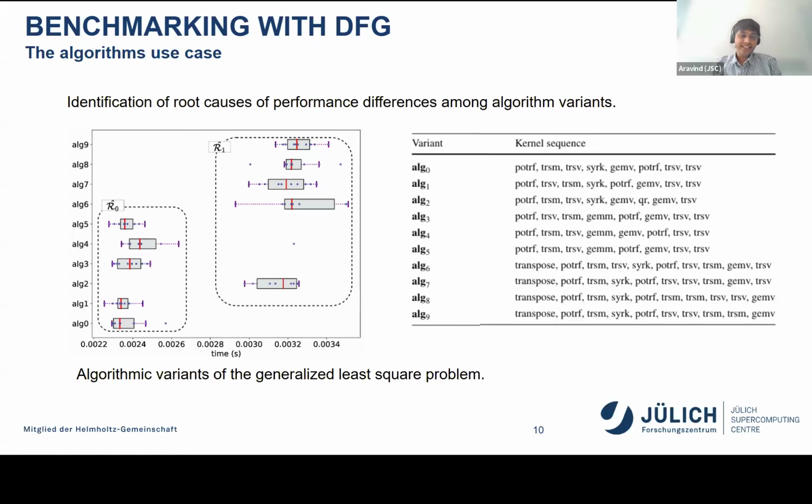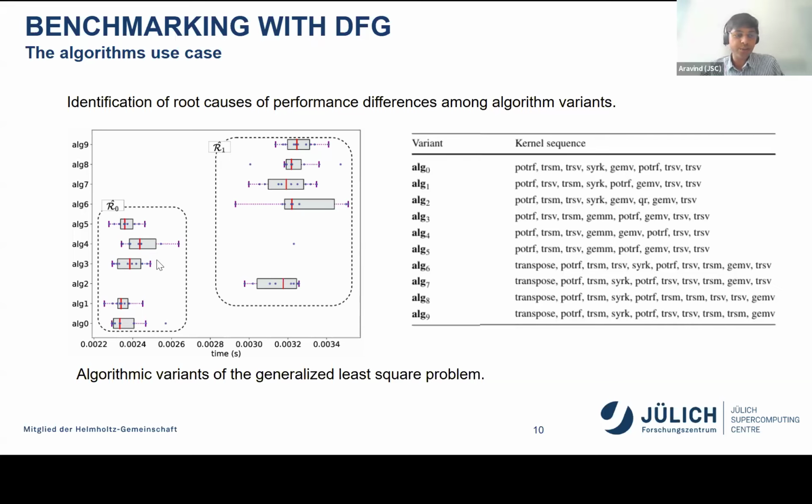In these cases, it's more or less common that users have one or more configurations of the same application. For example, you have the same code but different configuration options, and then you have some kind of trace information for this, and then you want to explain the difference in performance based on the trace. For example, here I show you 10 variants to compute the generalized least squares problem. They all compute the same expression mathematically, but some of them differ in performance.